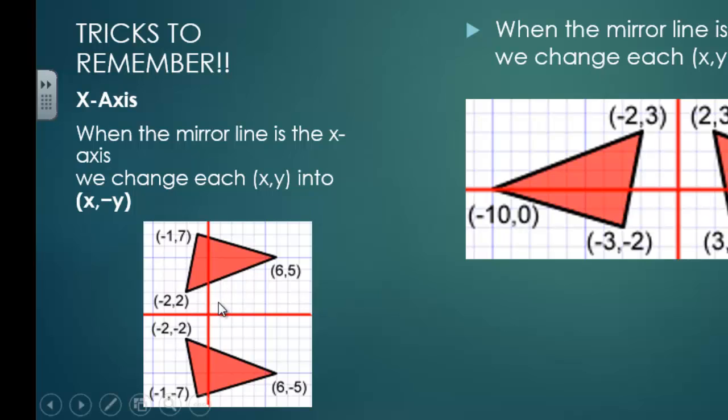If you're going over the x-axis, so if you're flipping from here over the x-axis to here, all you really have to do is take your original point, which was (-1, 7), and change your y-coordinate to the opposite side. So this particular set of points would become (-1, -7), which you can see down here. This set of points, (-2, 2), would become (-2, -2). This one, (6, 5), would be (6, -5), which you can see down here.